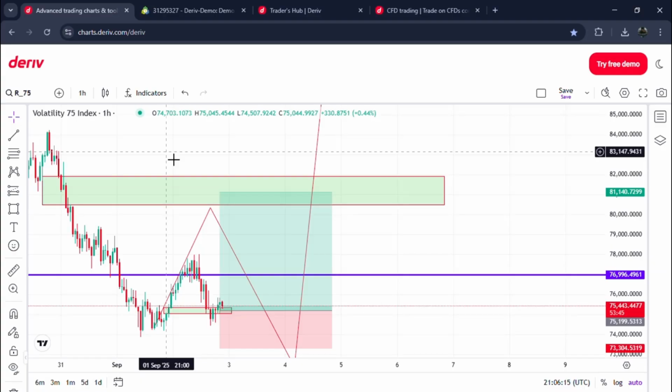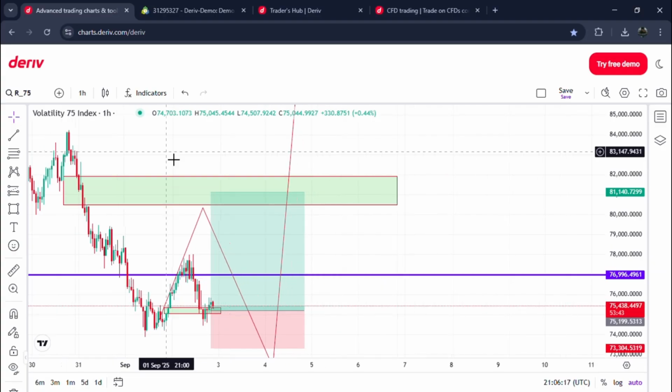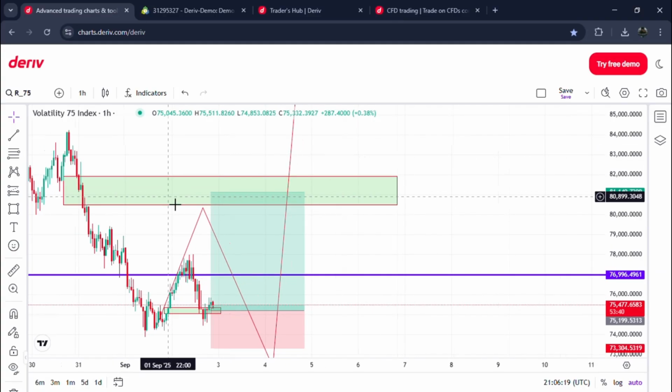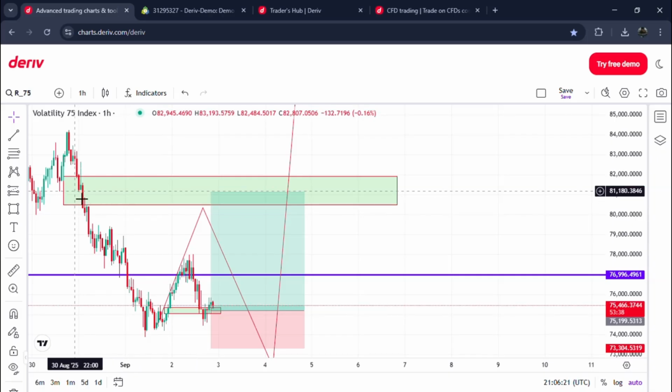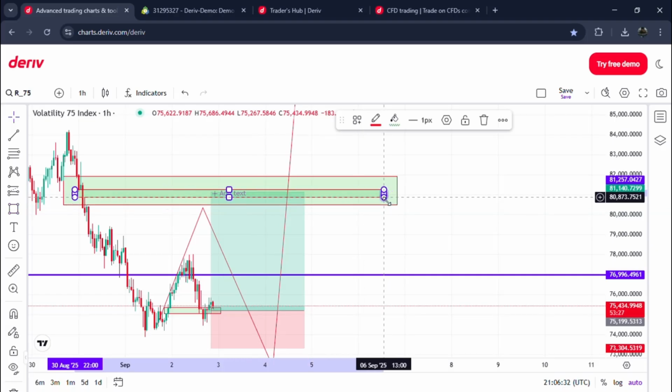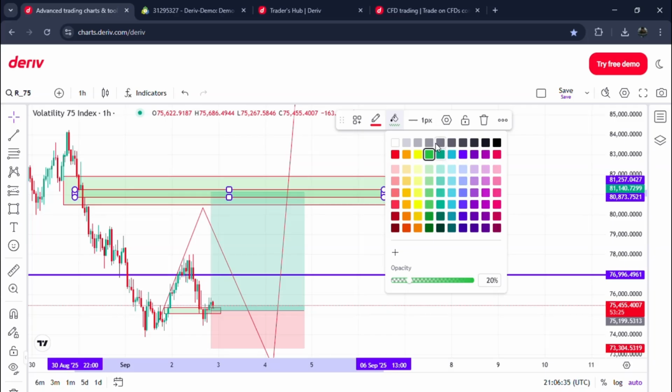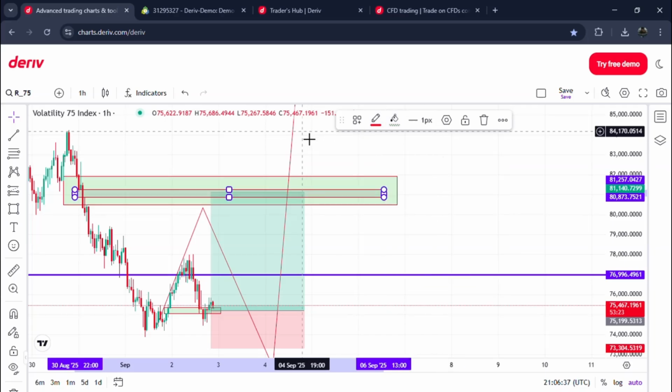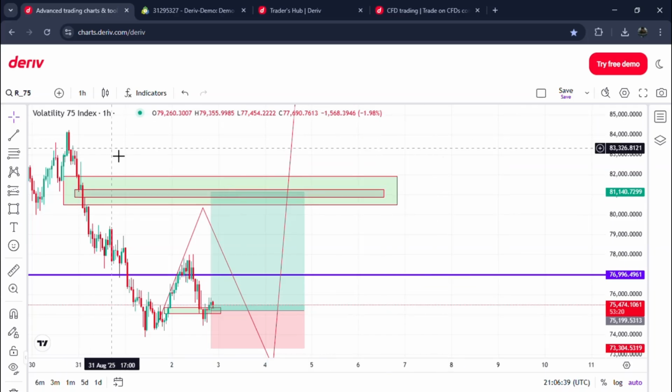So I can see under 1 hour, we have a fair value gap here. So you can use that instead of using 4 hours, since it's so big. You'll find a fair value gap there on 1 hour. I'm sure if you also head to 15 minutes, you'll find one, but that will be a lot. So that's how you calculate your entries using a top-down analysis.